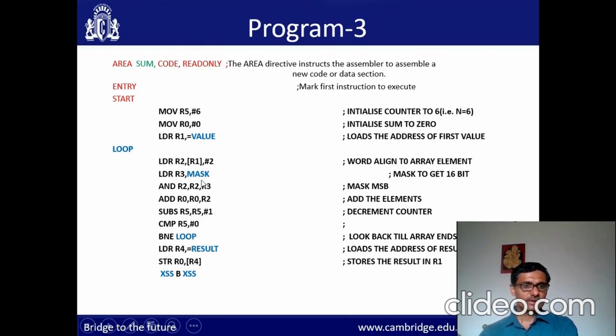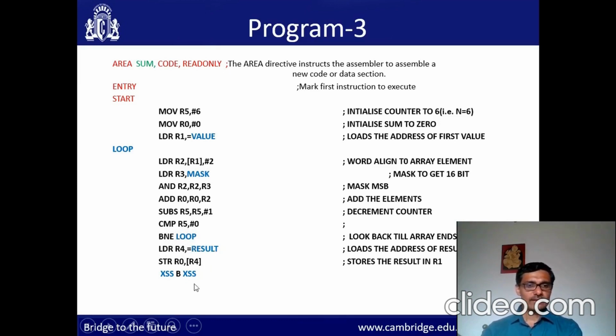Loop here. So this loop is repeated how many times? 6 times, because there are 6 numbers. At the end of that, R5 becomes 0. When R5 becomes 0, this is not true. This becomes false. That means the zero flag will be set. This instruction is not true, so it will come out from here. The loop is terminated and the next instruction following BNE will be executed.